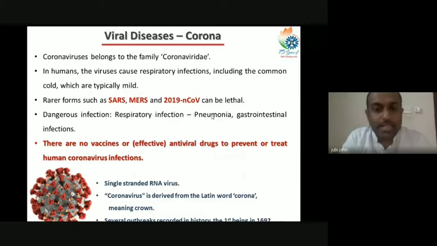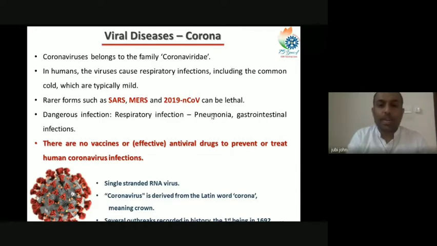I'm sure that everybody is an expert now in the COVID-19 disease. The name corona came from a Latin word which means crown. Coronaviruses are RNA viruses, and these viruses belong to the family Coronaviridae. Normally, a coronavirus infection comes and goes as a normal viral fever with very mild symptoms. But the rarer forms such as SARS, MERS, or COVID-19 can be very lethal, resulting in a respiratory infection or pneumonia and gastrointestinal infections leading to death.